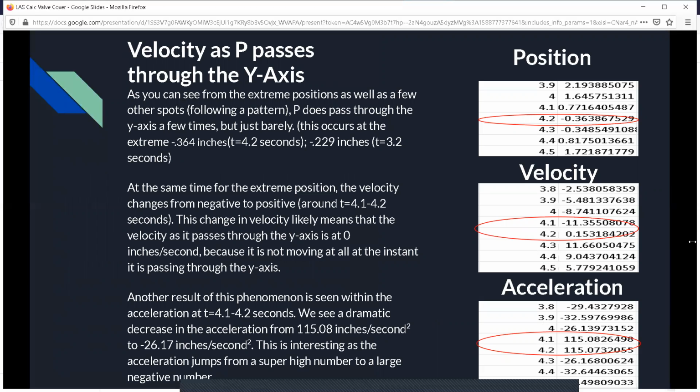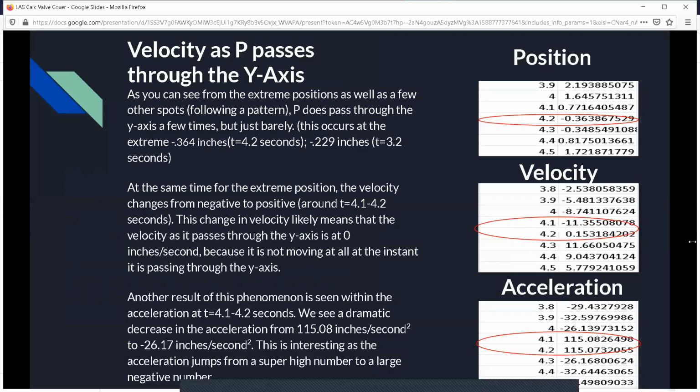This occurs at the extreme, which is negative 0.364 inches, at t of 4.2 seconds, and also negative 0.229 inches at t equals 3.2 seconds. At the same time, for the extreme position, the velocity changes from negative to positive, and this occurs around t equals 4.1 to 4.2 seconds. This change of velocity likely means that the velocity as it passes through the y-axis is 0 inches per second, because it is not moving at all at the instant it is passing through the y-axis.